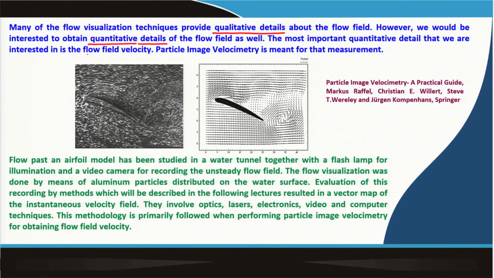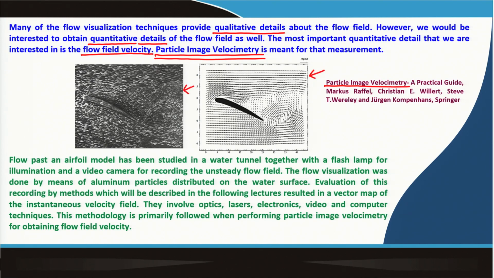Let us say we are interested in the flow field velocity. Then we cannot get direct information about that from those measurements very accurately. Particle image velocimetry addresses the issue of flow field velocity measurement. This is a very useful reference.